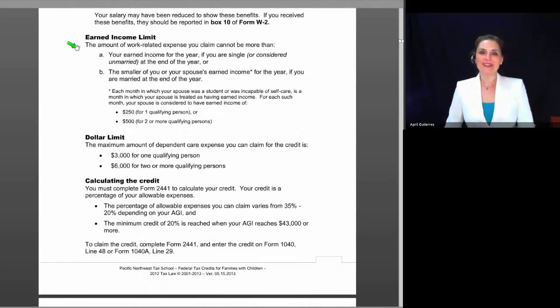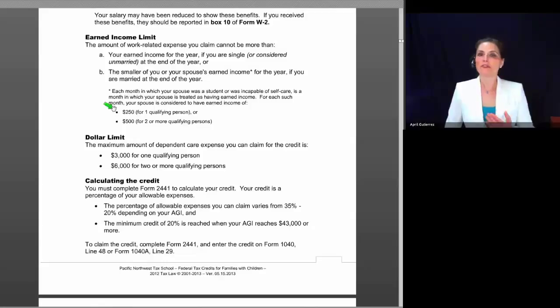And then we have an earned income limit. The amount of work-related expense you claim cannot be more than your earned income for the year if you are single or considered unmarried at the end of the year, or the smaller of you or your spouse's earned income for the year if you are married at the end of the year. Now, each month in which your spouse was a student or was incapable of self-care is a month in which your spouse is treated as having earned income. And for each such month, your spouse is considered to have earned income in the amount of $250 if there's one qualifying person, or $500 if there are two or more qualifying persons.